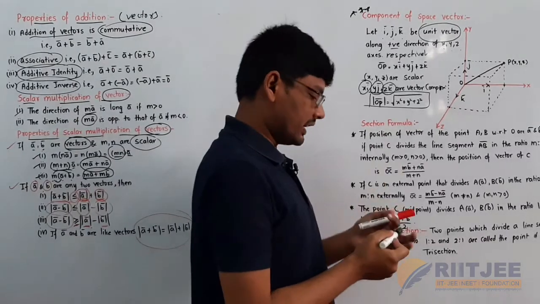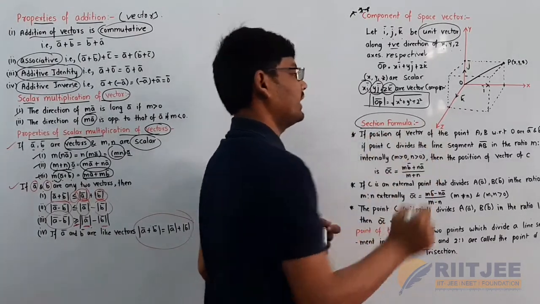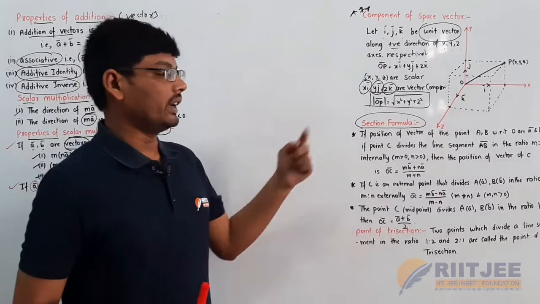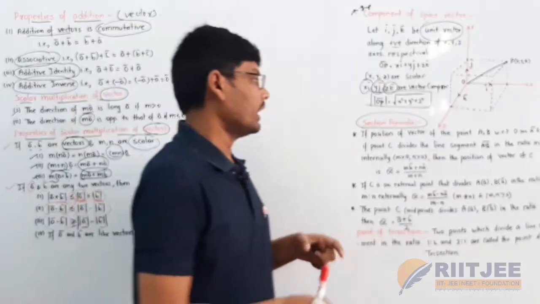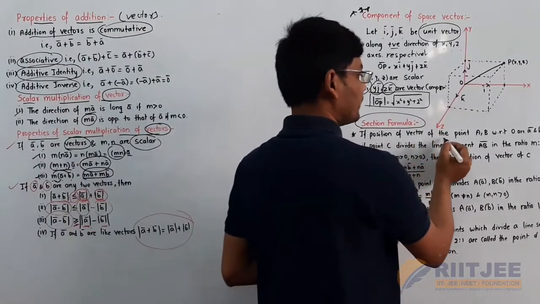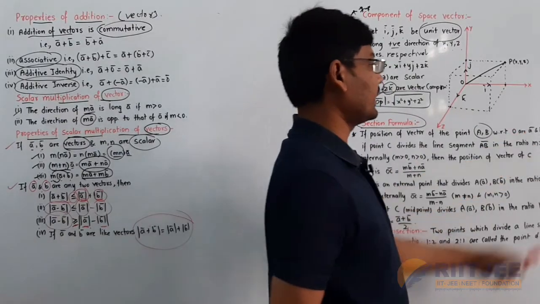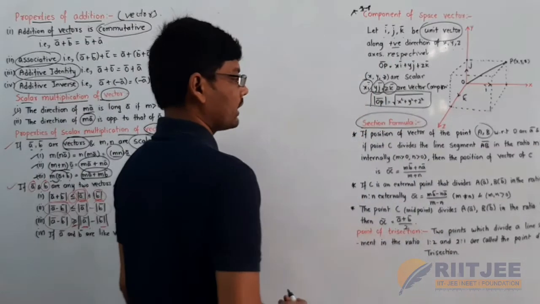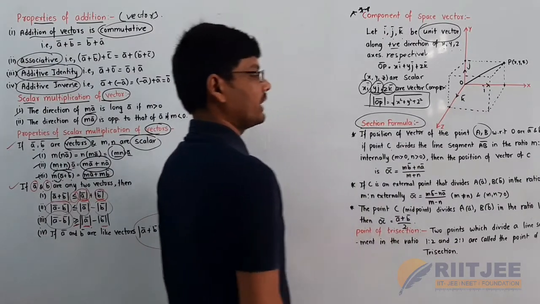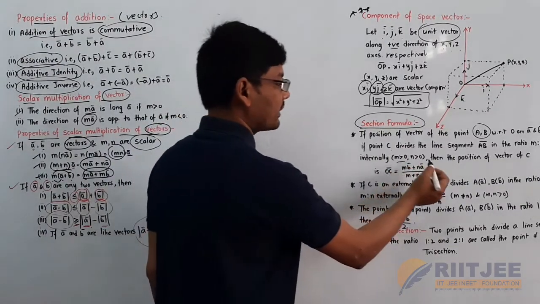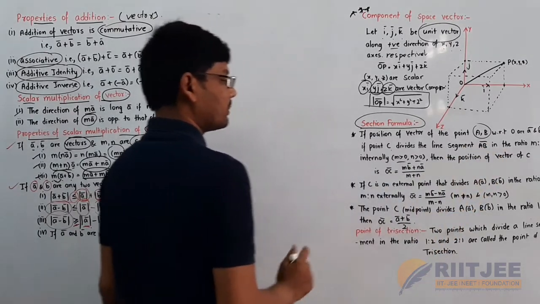Next one, section formula. We have already discussed it in the straight line chapter and the pair of straight lines chapter also. Section formula: if the position vectors of the points A and B with respect to O are a bar and b bar, and C is a point that divides the line segment AB in the ratio m:n internally, where m greater than 0, n greater than 0, then the position vector of C is OC bar.